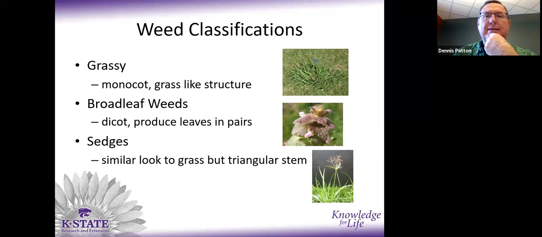And we also talked about how there are different classifications of weeds. So there are the grassy weeds, those are the monocots with that grass-like structure. Broadleaf weeds are dicots, and have their leaves in pairs. And then of course, sedges are not grasses. Sedges are not broadleaf weeds. They're their own classification and group. They've got triangular stems, which identify them.